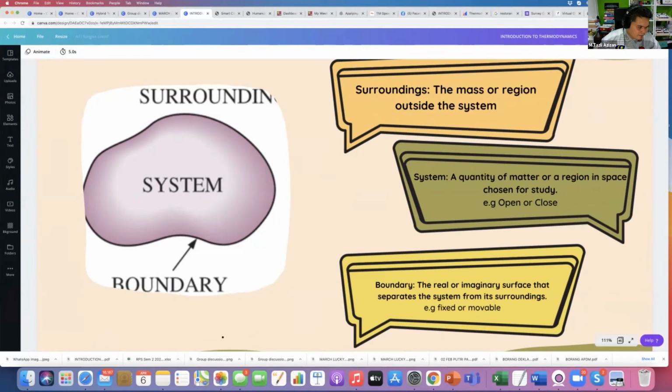Imaginary boundary is like, if let's say, how do I say?